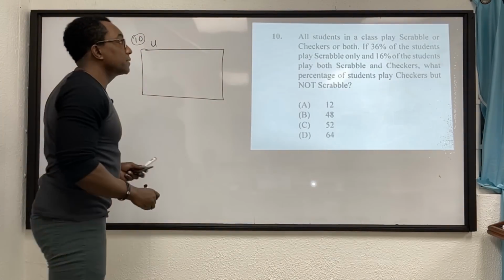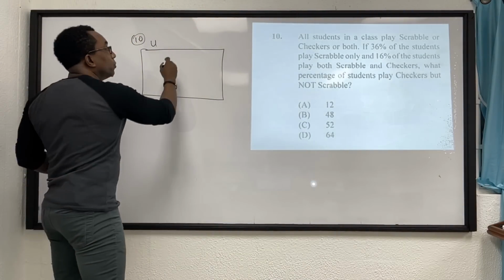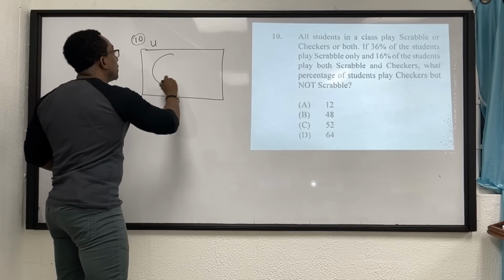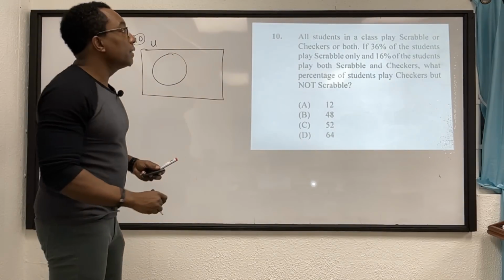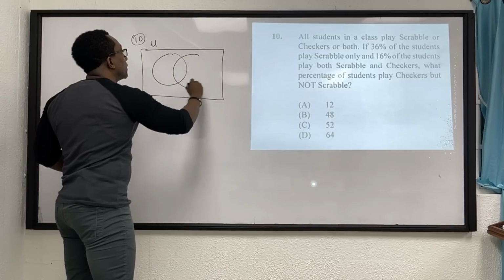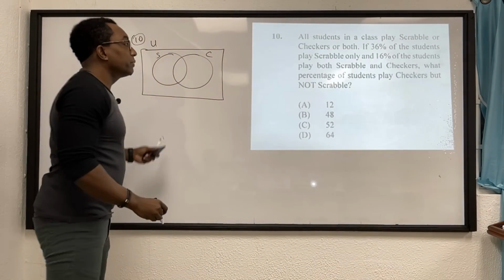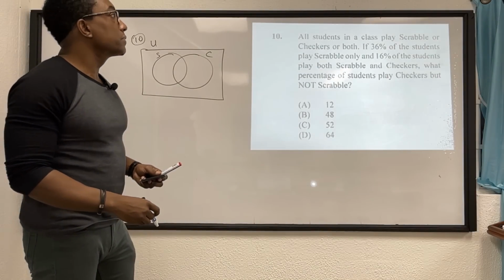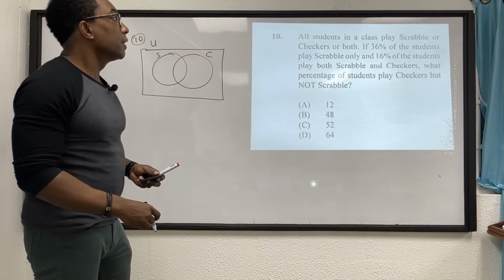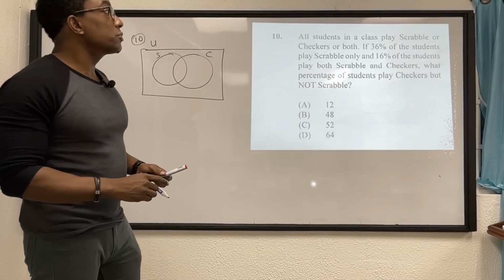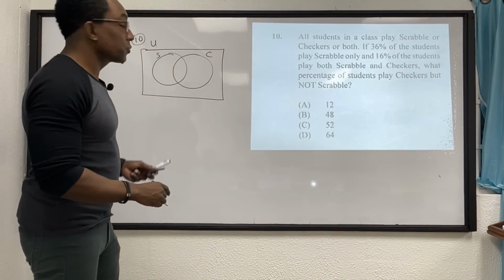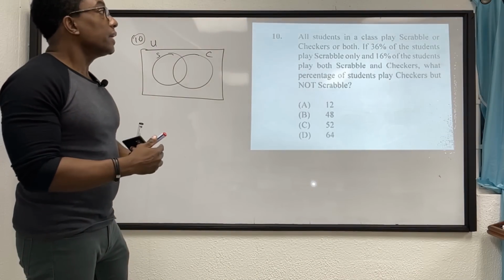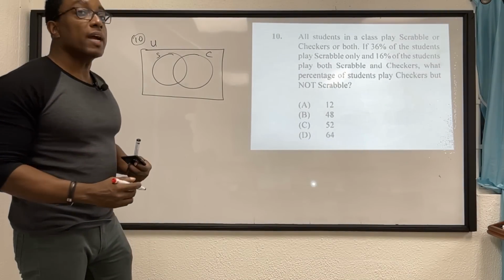This is your universal set. We have here two subsets which will be indicated by circles. One subset will represent Scrabble and the other subset will represent checkers. And we have shown where one circle overlaps the other, because the question states 16% of the students play both Scrabble and checkers, so we must show where they both intersect.